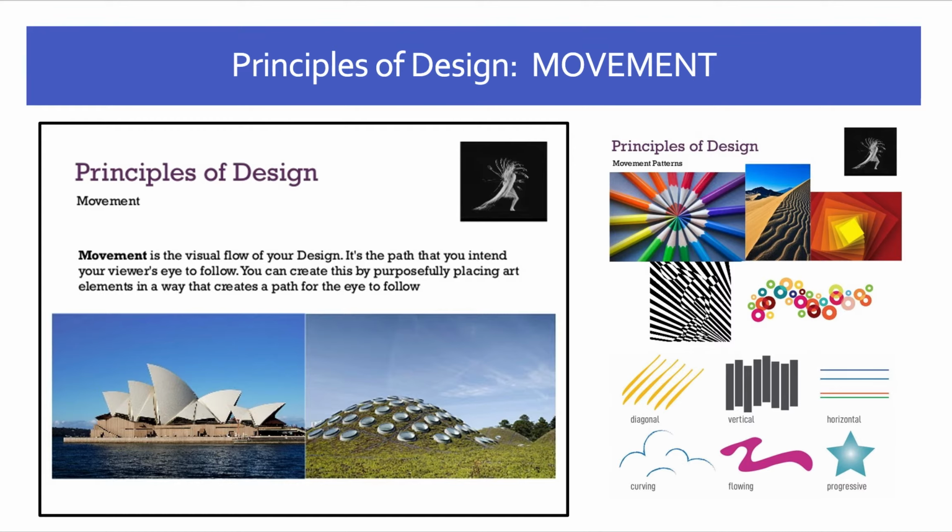Movement is also known as the visual flow of your design. It's the path that you want your viewer's eye to follow. And you create it by purposefully placing elements in a way that creates a path for the eye to follow. And yeah, this is the flow of circles I was talking about a second ago, right? There's an implied line through the design.